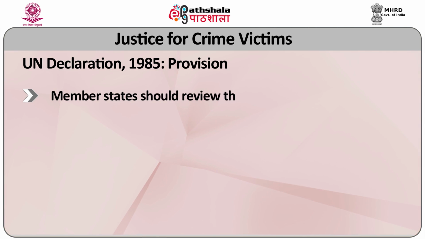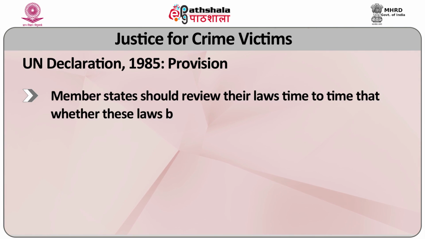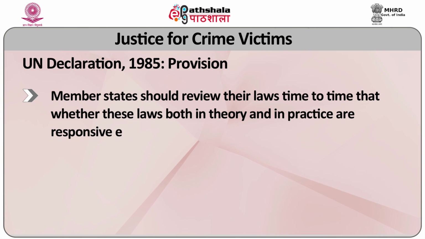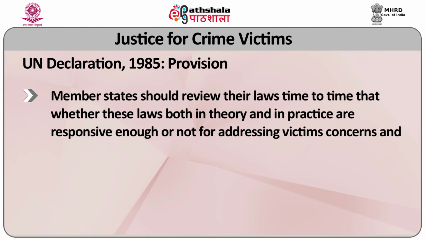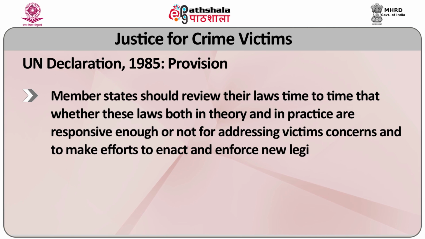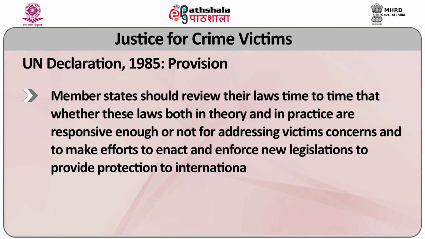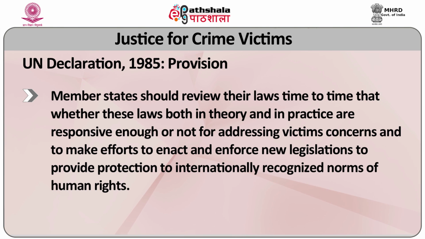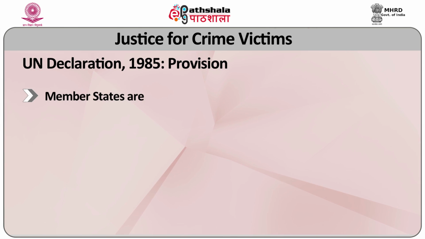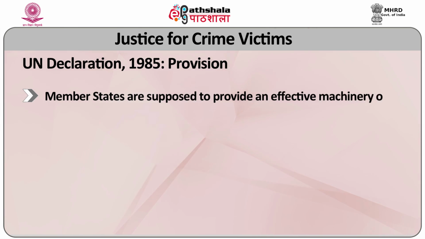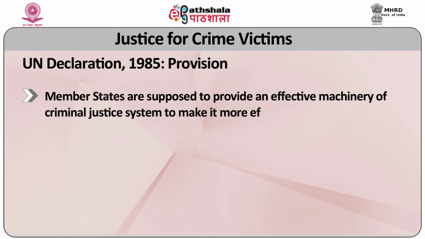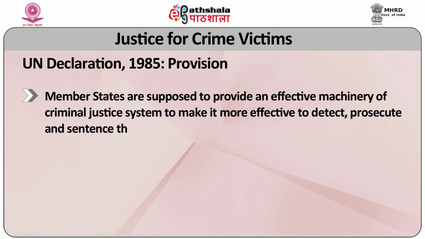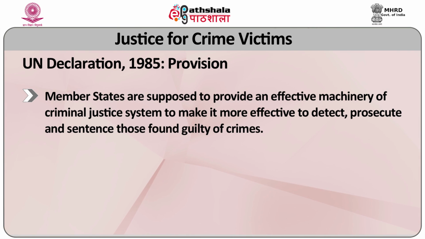Member states should review their laws from time to time, to check whether these laws, both in theory and in practice, are responsive enough to address victims' concerns, and make efforts to enact and enforce new legislation to provide protection to internationally recognized norms of human rights. Member states are supposed to provide an effective machinery of the criminal justice system to make it more effective to detect, prosecute, and sentence those found guilty of the crime.